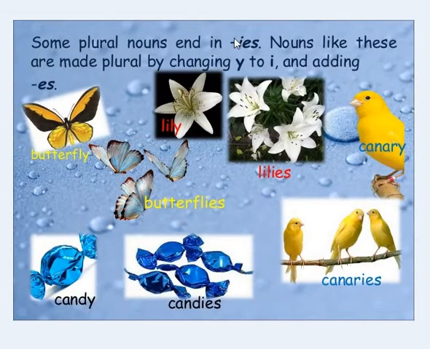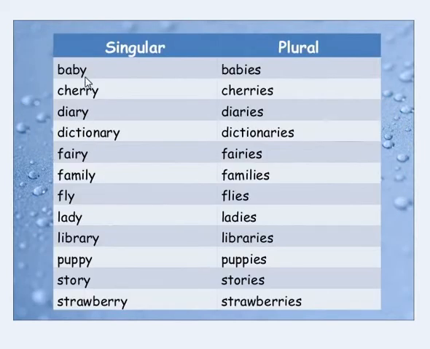Some plural nouns end in ies. Nouns like these are made plural by changing y into i. Butterfly, butterflies. Lily, lilies. Canary, canaries. Candy, candies. So we remove y and add ies in the plural. For example, baby, babies. Cherry, cherries.